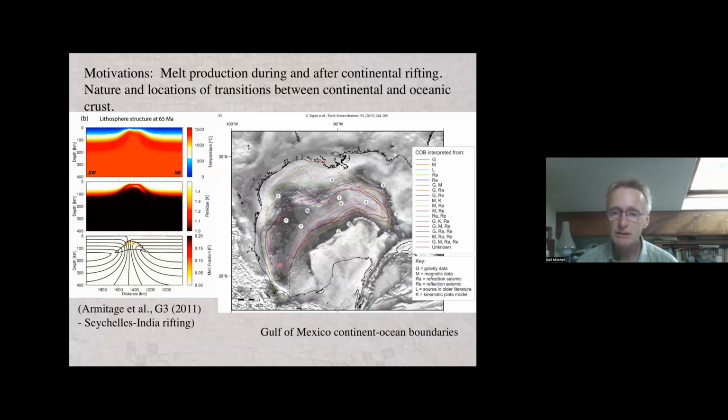In most places of the world, it's quite difficult to study. This is a compilation of ocean continent boundaries by Graham Eagle for the Gulf of Mexico, which you would think is quite well studied. But different research groups or different researchers have placed the continent ocean boundaries in quite different locations, sometimes even based on the same data sets. So locating this boundary can be difficult in mature margins. It suggests it's quite a difficult thing to study.